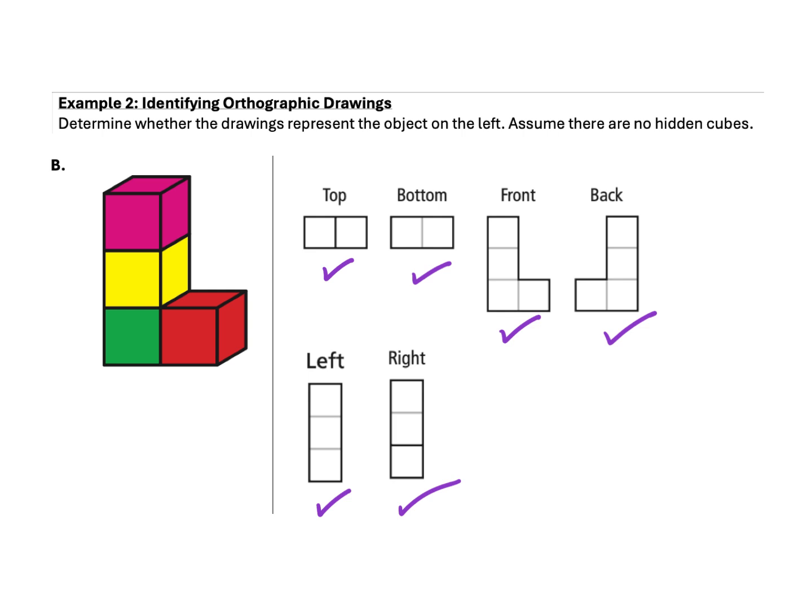After checking through all 6 different views of this figure on the left, you should have found that all of the views are correct. Each view matches that figure on the left, so because all 6 views are correct, this orthographic drawing does indeed represent the object on the left. This concludes lesson 10.2. Good luck as you practice some more orthographic drawings.